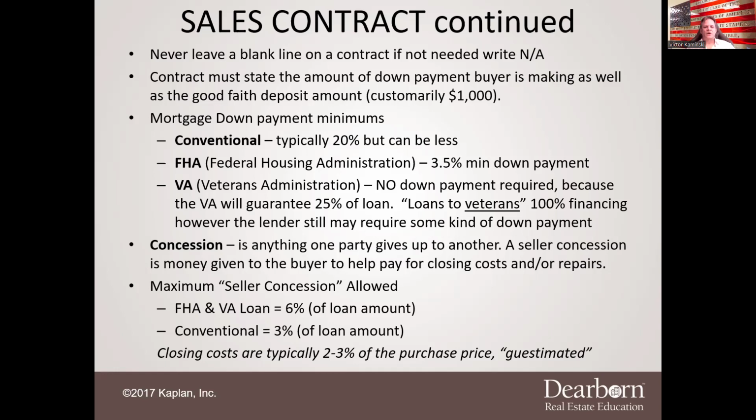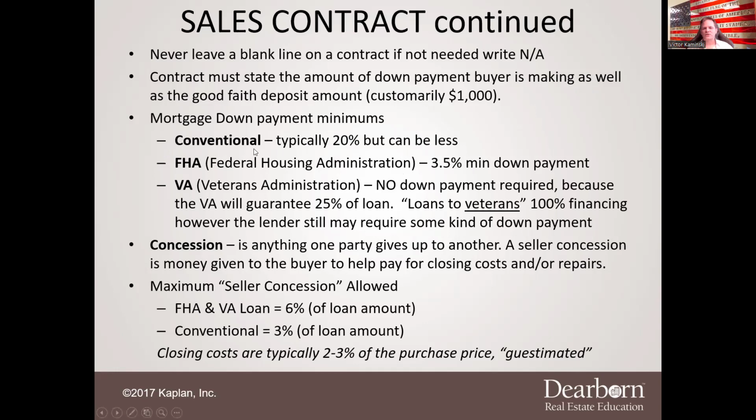All right, so contracts must state the amount of down payment, customarily $1,000, but if there's no down payment, the contract is still valid technically. Mortgage down payment: how much money should a buyer put down? How much money are they required to put down? Well, it depends on the loan they're getting.